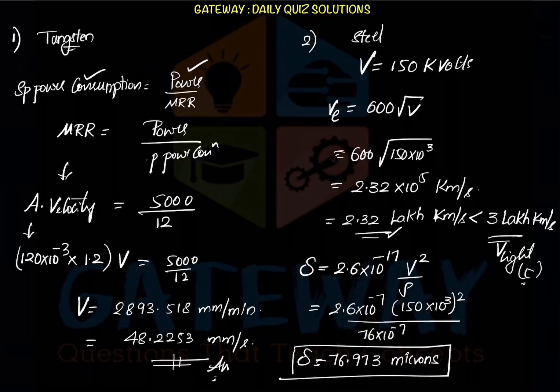Even so the depth of penetration will be less, but the velocity of cutting will be very fast, since these electrons have a high kinetic energy.